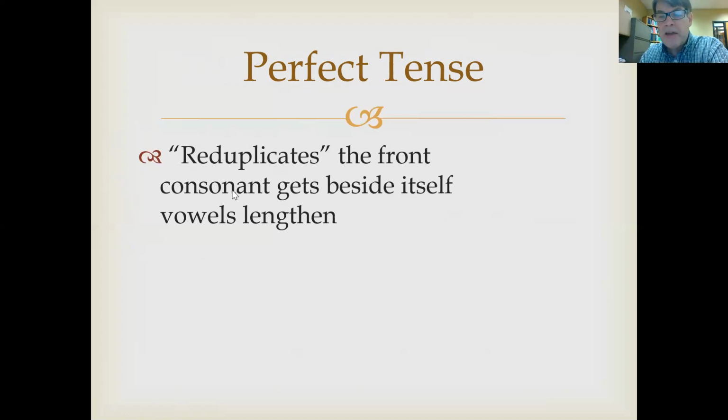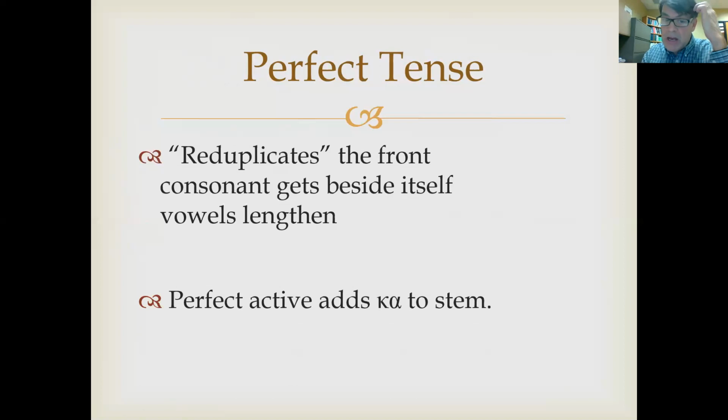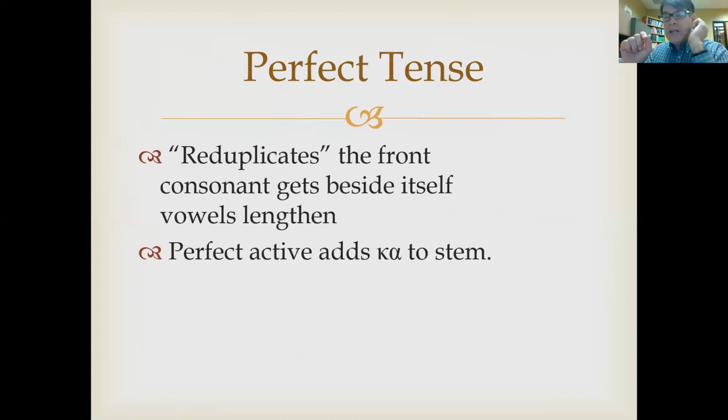Now, if the first letter of a verb you're reducing begins with a vowel, it's going to do the same thing that you did with augmenting. You reduplicate a word that begins with a vowel by lengthening the vowel, and that's the perfect tense indicator, reduplication on the front. Now, if it's perfect active, it's not only going to reduplicate the front, but it's going to add a kappa alpha on the end. And again, I'm going to show you this in a second.